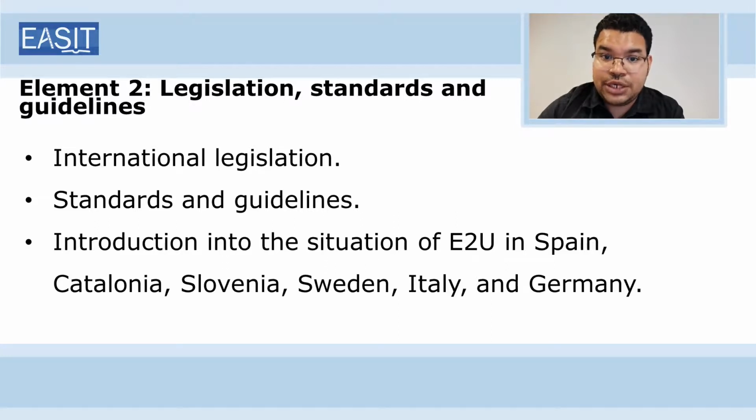The second element covers the aspect of legislation, standards, and guidelines. First of all, we go into legislation, standards, and guidelines with an international perspective. We cover information on these aspects that generally apply for all countries. In detail, the situation of easy to understand language concerning legislation, standards, and guidelines is different in every country. For that reason, all partners are working together in this unit to create material on the situation in Spain, Catalonia, Slovenia, Sweden, Italy, and Germany. These are the countries represented in the EASIT consortium.